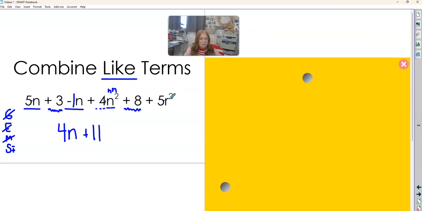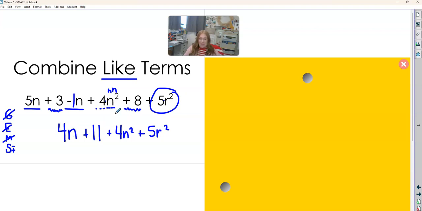We have r squared, but n's and r's are different than each other. So we get 4n squared. And then we have r squareds. We don't have any other r squared, so 5r squareds. So we took this, we simplified it down to 4 terms. We have n's, n squareds, r squareds, and the constants.